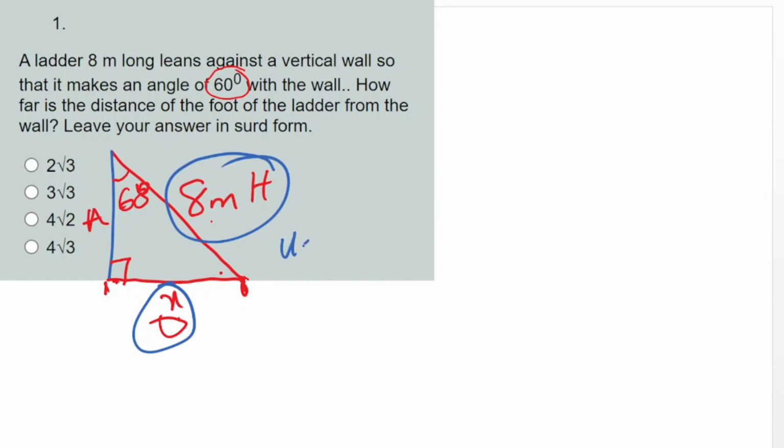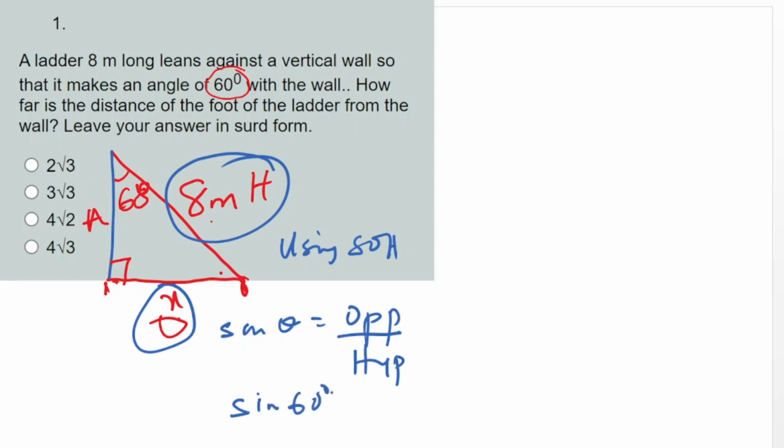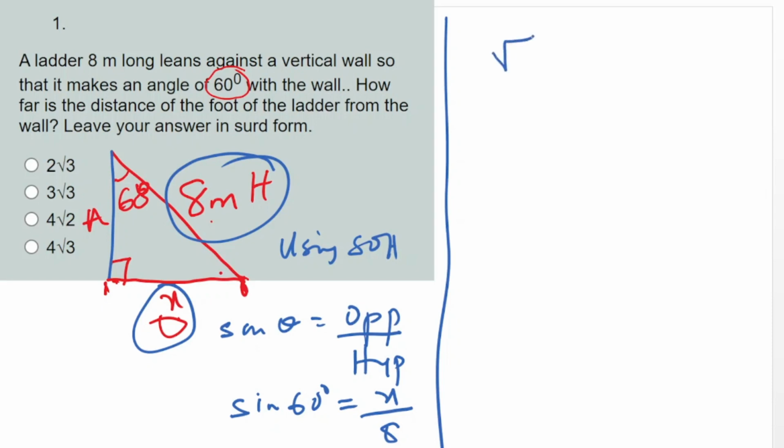So we're going to make use of sine, which says sine theta equals opposite divided by hypotenuse. So that means sine 60 degrees equals opposite, which is x, all over 8. So what is sine 60 degrees? From the special angle we did, if we go back to the special angle, sine 60 degrees is root 3 over 2. That is root 3 all over 2, which is equal to x over 8. So from here we cross multiply.